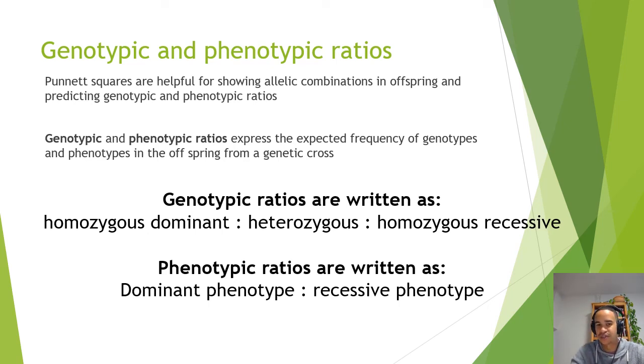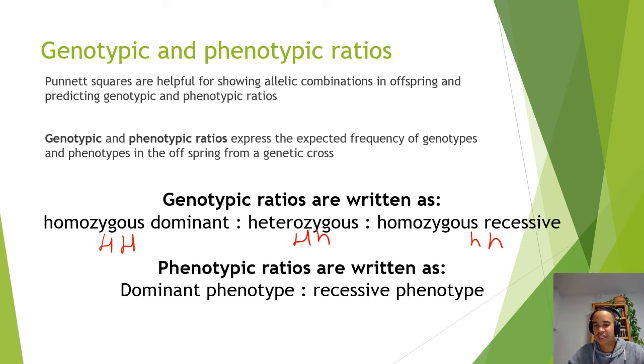Genotypic ratios, we always start by writing the homozygous dominant first. So that would be HH there. Then we write our heterozygous. In our purple people eaters, we're using the alleles as H and h. And then we write our homozygous recessive next. That's just the convention, so it's important to remember.